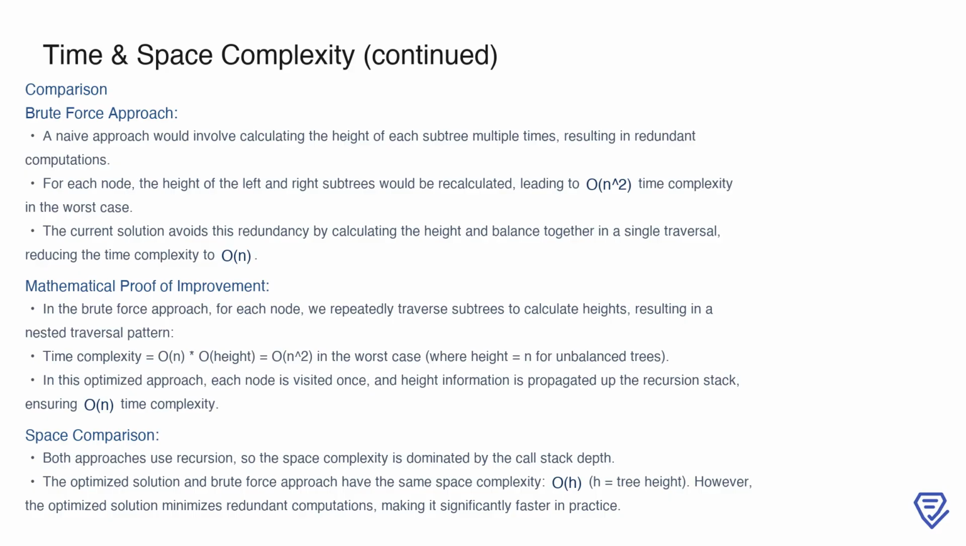To provide a mathematical perspective, the brute force approach has a nested traversal pattern, where the time complexity is O(n) multiplied by O(height), resulting in O(n squared) for unbalanced trees where the height equals n.